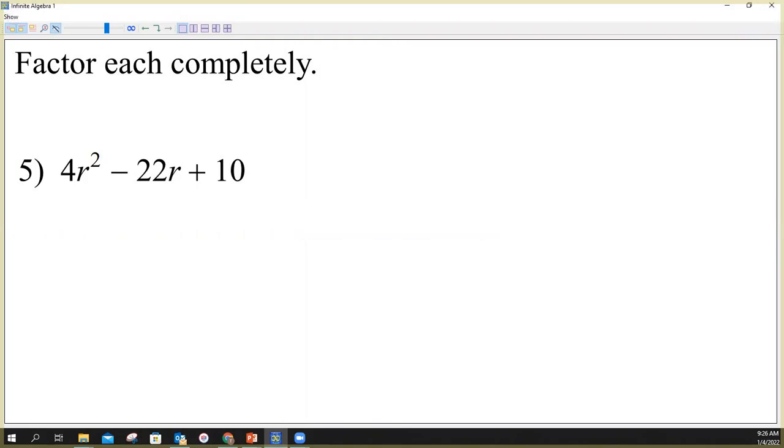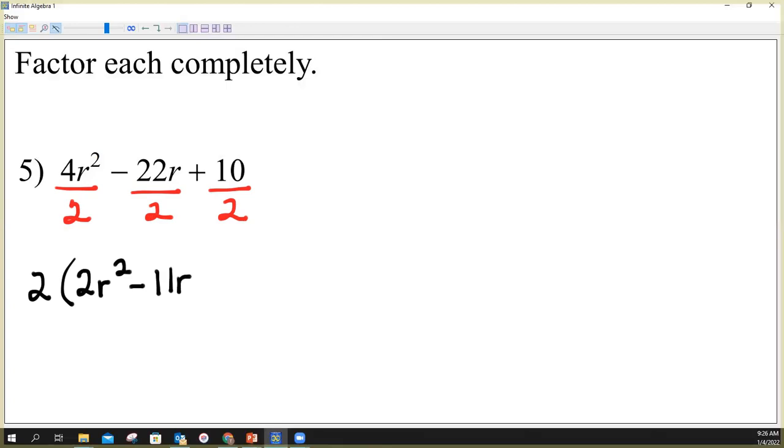Okay, so for question number 5, we have a GCF because all of these are even. So that means that we can divide these by 2. So let's divide them all by 2. So the 2 is on the outside. And you're left with 2r squared minus 11r plus 5.